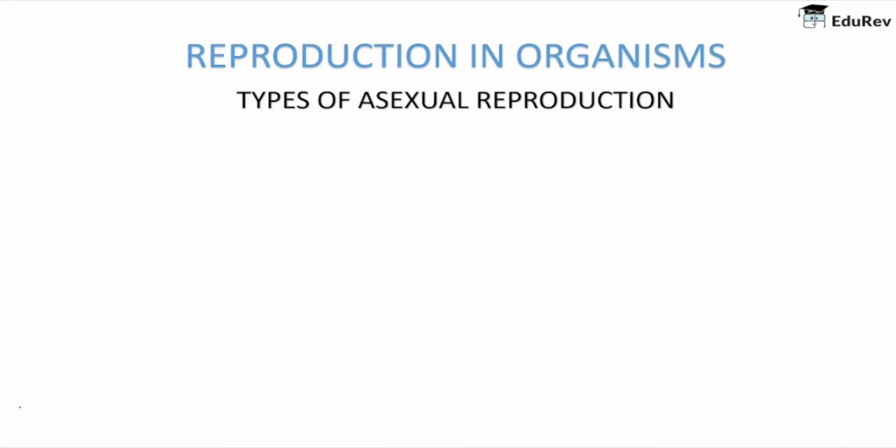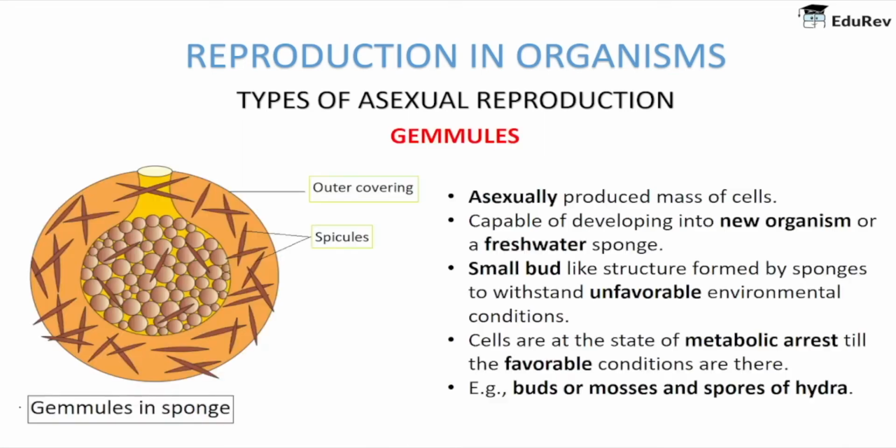Another type of asexual reproductive structures are the gemmules. So gemmules are asexually produced masses of cells. In this image you will find that there are various masses of cells which are present inside a structure which is known as the gemmule. So each gemmule is capable of developing into a new organism or a freshwater sponge.